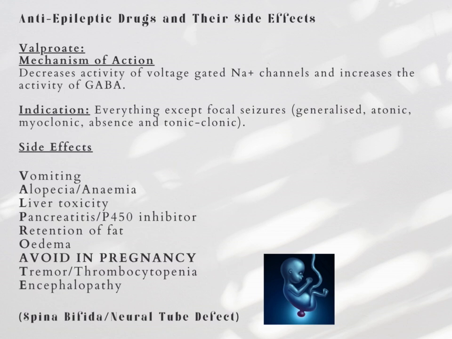The side effects can be remembered using the mnemonic valproate. Very high yield ones to remember are anemia and alopecia, hair loss, and sodium valproate also causes liver toxicity. It's a P450 inducer. It's also teratogenic, so we want to avoid it in pregnancy. Valproate can also cause tremors, thrombocytopenia, encephalopathy, and also spina bifida in children and neural tube defects, which is why we want to avoid it in pregnancy.